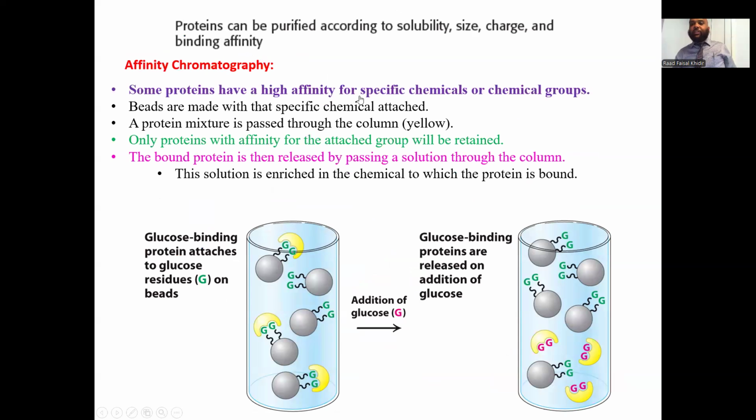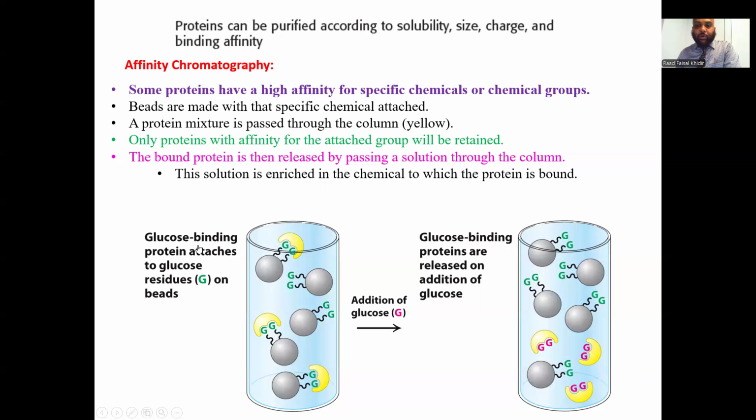Then we can separate proteins by affinity. Some proteins have a high affinity for a specific chemical or chemical group. So now the beads are not made with a charge and not made with a size. Beads are made with the specific chemical that the protein I want likes to stick to. A protein mixture is passed through the column and only proteins with affinity for the attached group will be retained. The bound protein is then released by passing a solution through the column. This solution is enriched in the chemical to which the protein is bound.